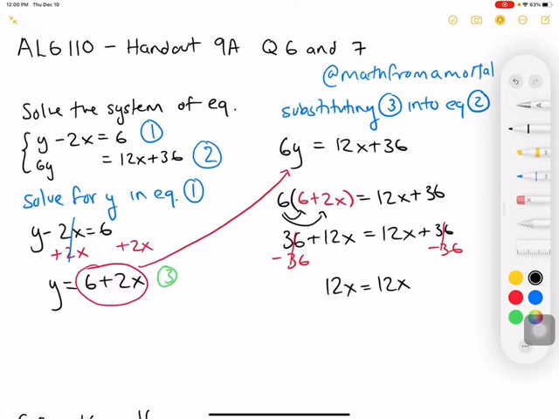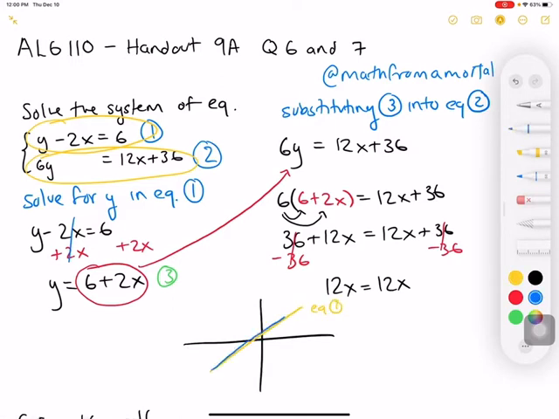Okay, so what this means is that those two lines are completely identical, or those two equations that I have to begin with, they are completely identical. They are the same equation of the line. So if you were to graph those two lines, this is going to be equation 1. And then this is going to be equation 2 too.